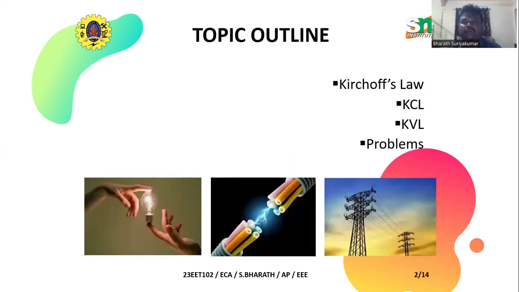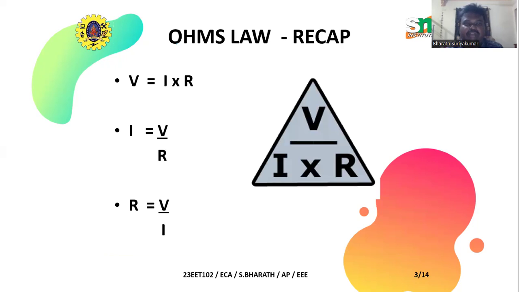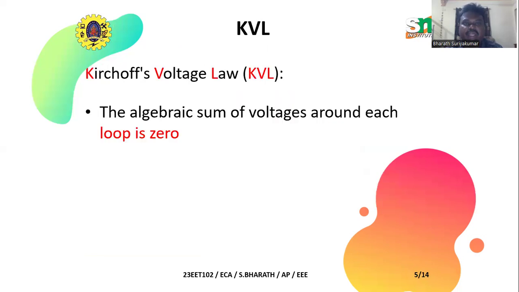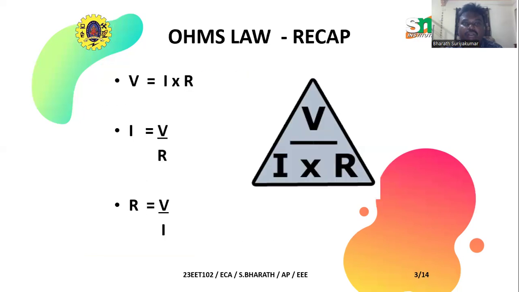The topics that we are going to discuss today are Kirchhoff's law, Kirchhoff's current law, Kirchhoff's voltage law, and some problems associated with Kirchhoff's current law and voltage law. As a recap of the previous session, what is Ohm's law? As we all know, at a constant temperature, the voltage gives a relation between current and resistance. That is, V is directly proportional to current and resistance. V is equal to I into R, which defines Ohm's law.